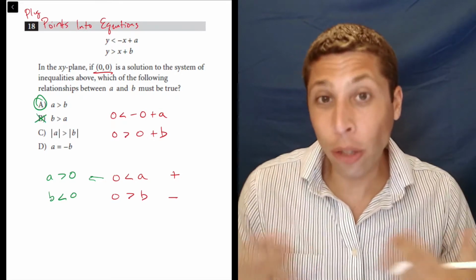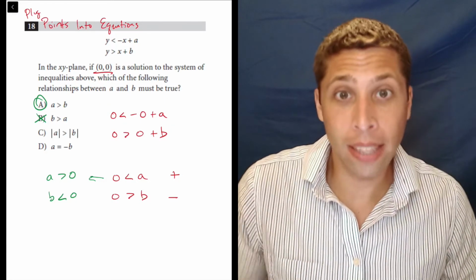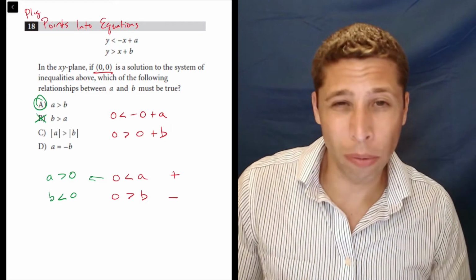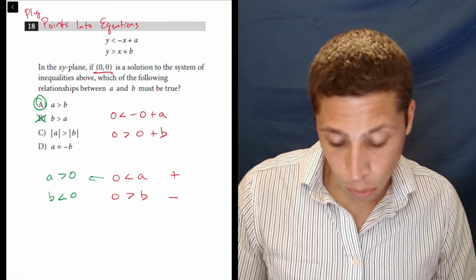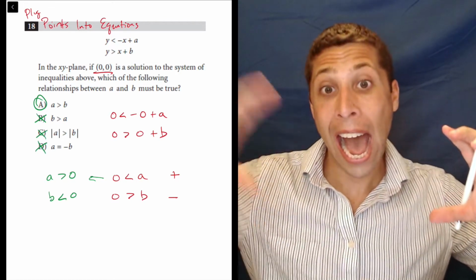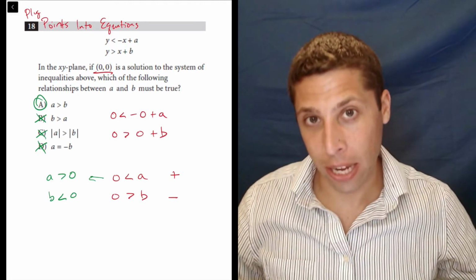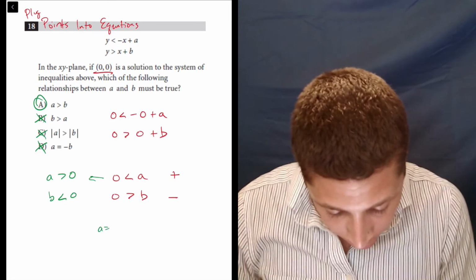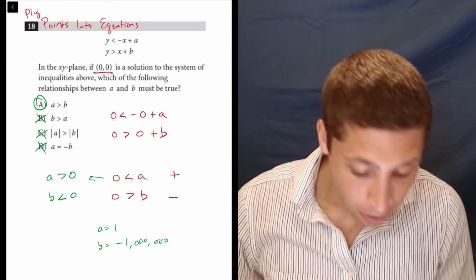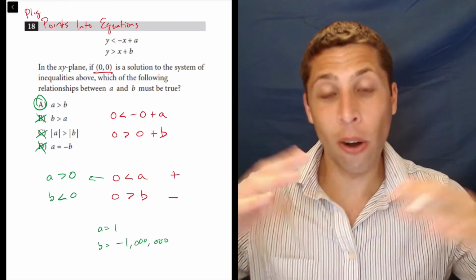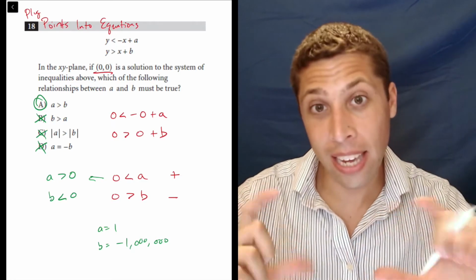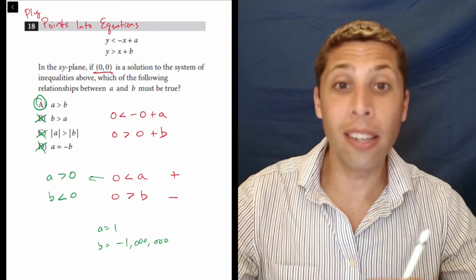And then C and D, you could think about why those might be wrong, but I think this is a good example where the right answer is just so clearly right that I don't really care so much about these other ones. With C and D, it really comes down to the fact that we don't know how positive or how negative A and B are, right? A could be 1 and B could be negative 1,000,000. And that's going to mean all sorts of different things. Or it could be flipped, right? A could be 1,000,000 and B could be negative 1. And we could see how that's going to mean, okay, well then they're not equal to each other.